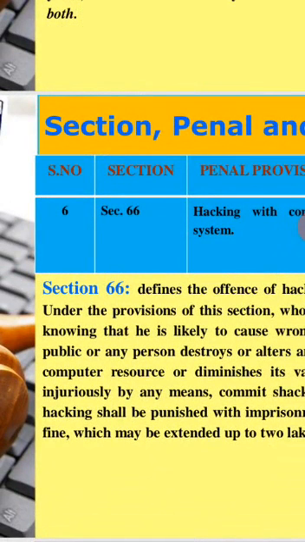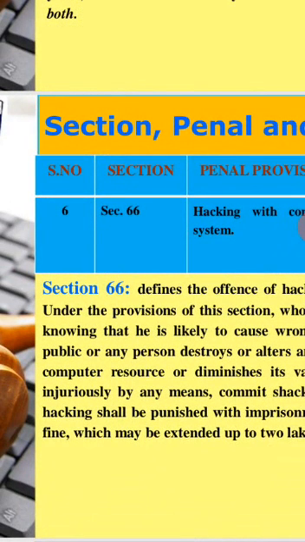Whoever, with intent to cause or knowing that he is likely to cause wrongful loss or damage to the public or any person, destroys or alters any information residing in a computer resource, or diminishes its value or utility, or affects it injuriously by any means, commits hacking. Whoever commits hacking shall be punished with imprisonment up to 3 years, or with fine which may extend up to 2 lakh rupees, or both.